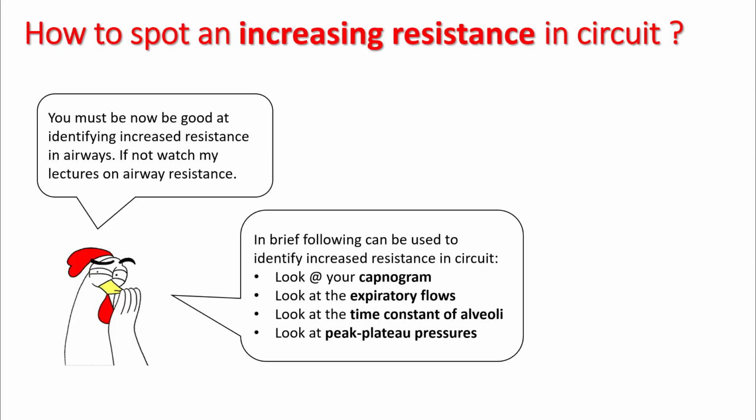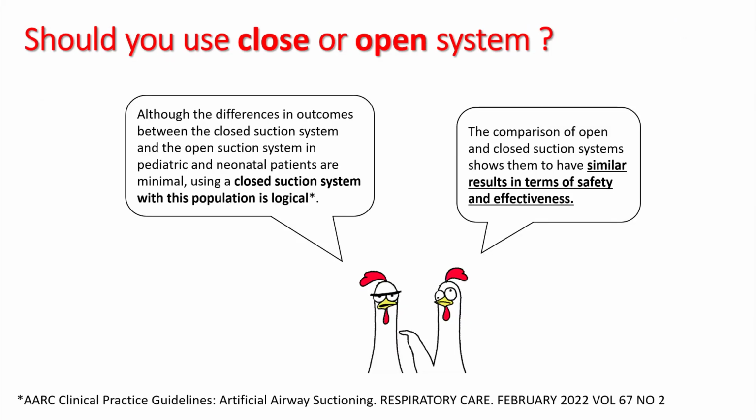By this time, you should be pretty good at identifying increased resistance in the airways. If not, watch my previous lecture on airway resistance. But in brief, you can look at the following 4 things on the vent waveform and figure out if there is increased resistance in the circuit. You can look at capnogram, expiratory flows, time constant of alveoli, and peak minus plateau pressures.